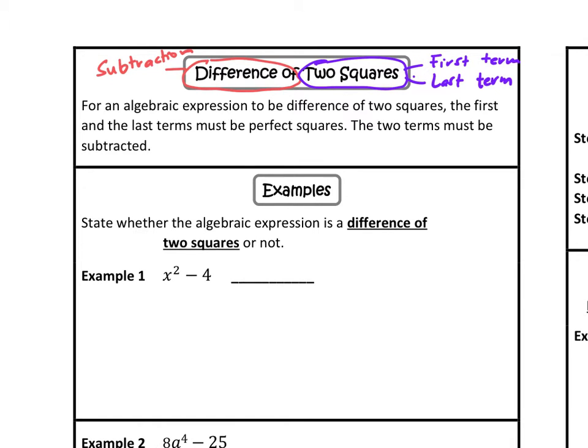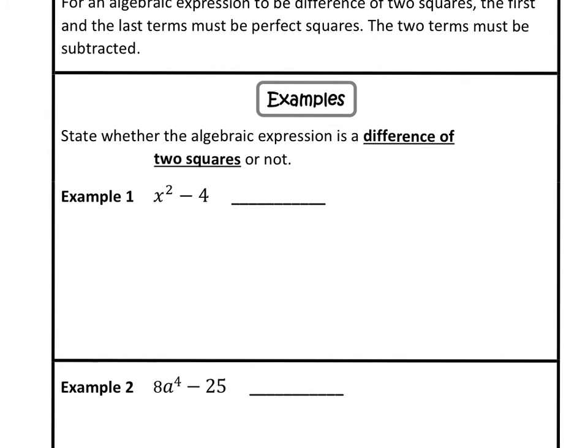So these first couple examples are just telling us to state whether the algebraic expression is the difference of two squares or not. Does it fall in this category? Is it made up of two terms? Is there subtraction going on? And are those two terms, the first and the last one, perfect squares? Okay, so let's look at the first example. And first of all, is there subtraction going on?